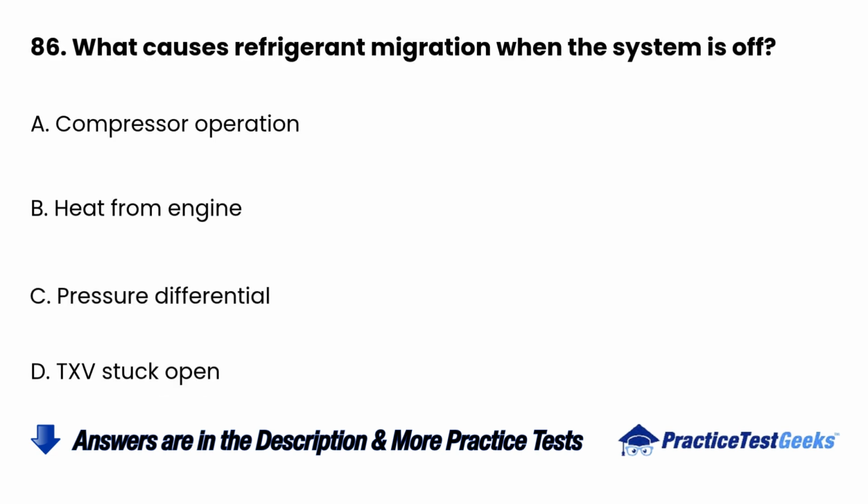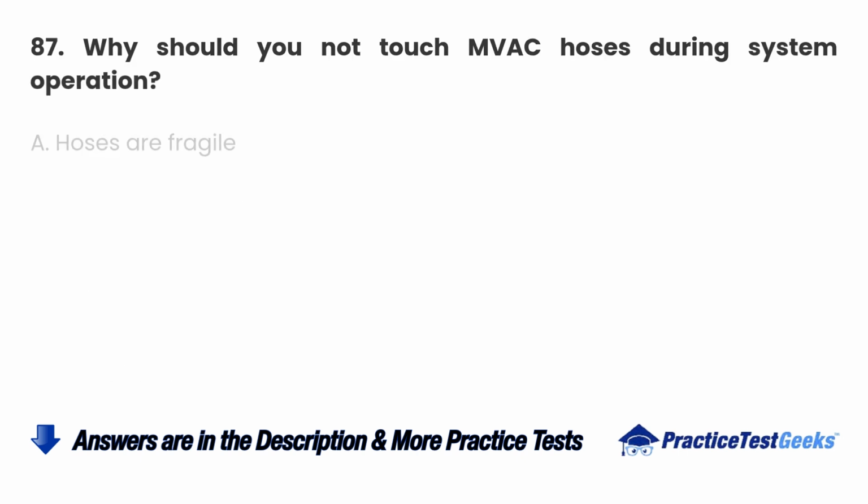86. What causes refrigerant migration when the system is off? A. Compressor operation. B. Heat from engine. C. Pressure differential. D. TXV stuck open.